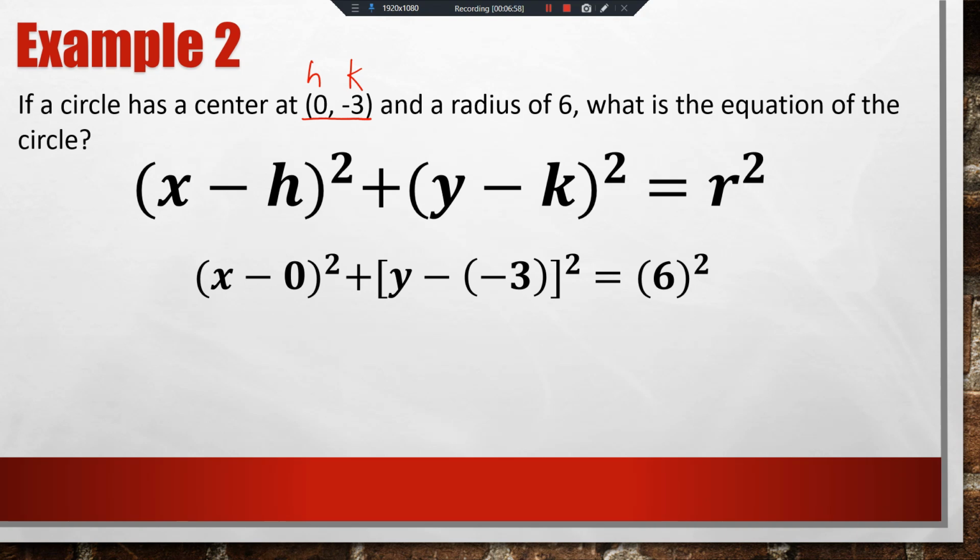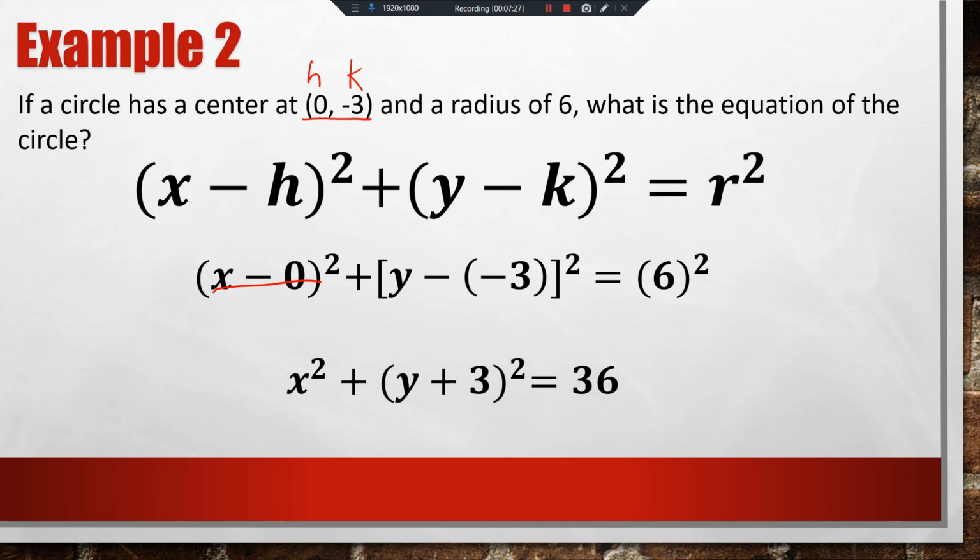Now, since your h is 0, probably we can rewrite this x given into x squared. And of course, since you have two negatives here, what you're going to do is distribute the negative outside to inside. That's why it now becomes y plus 3.